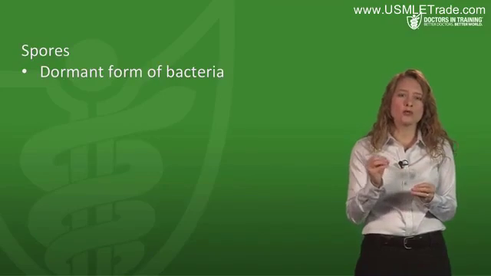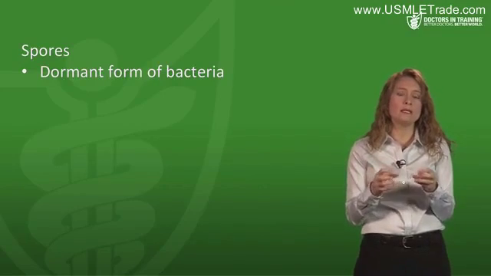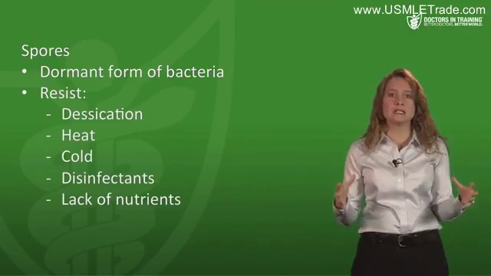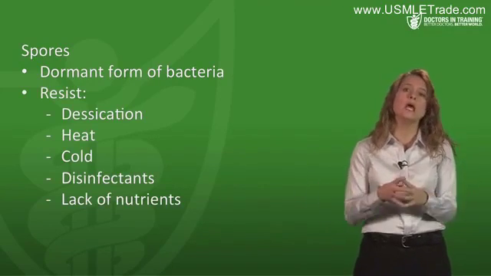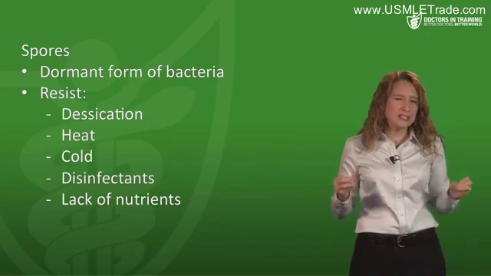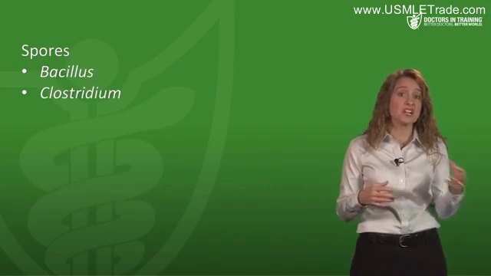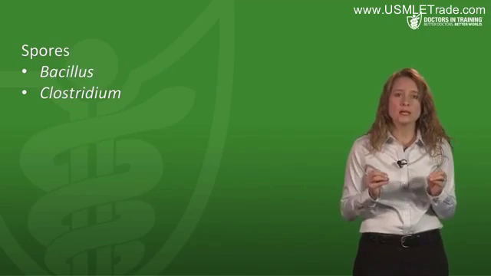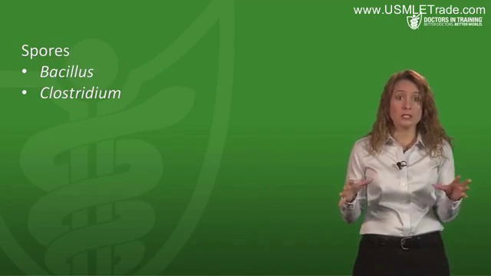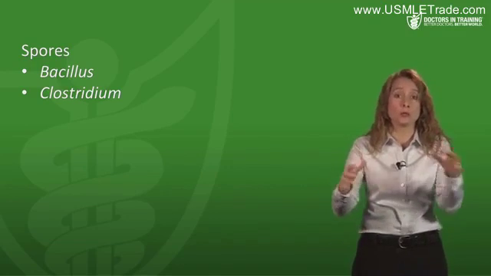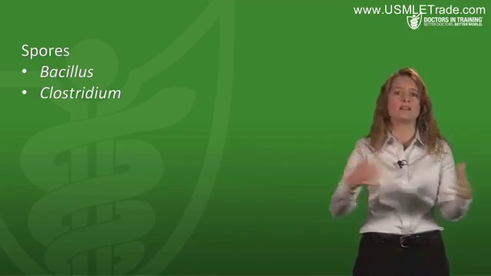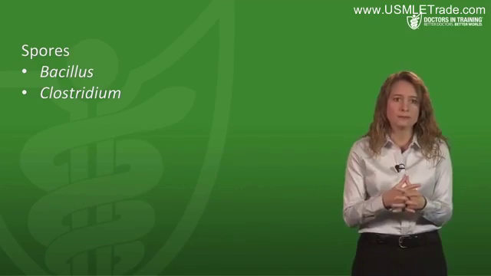I want to quickly mention spores. Spores are a dormant form of bacteria that can be extremely hardy, resisting desiccation as well as death by heat, cold, disinfectants, and lack of nutrients. Spores can only be formed by certain bacteria such as Bacillus and Clostridium species. Spores can lay dormant in inhospitable conditions, and when more favorable environmental conditions arise, they can become actively replicating bacteria again.